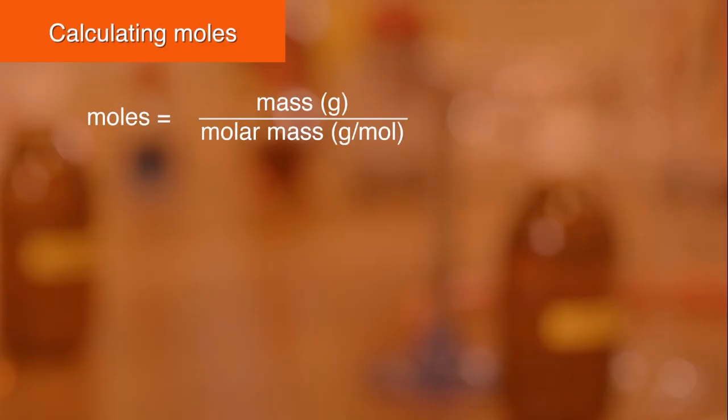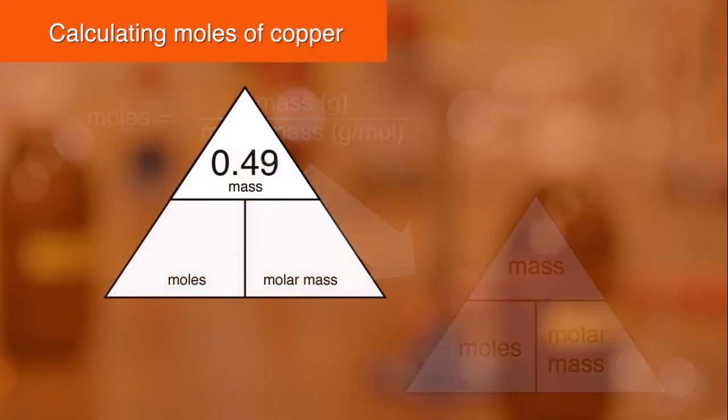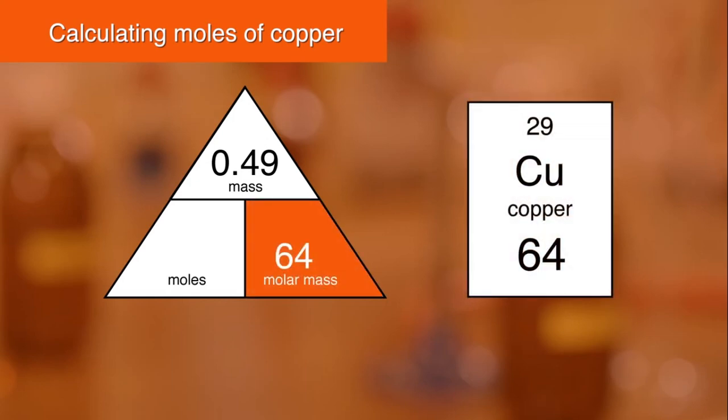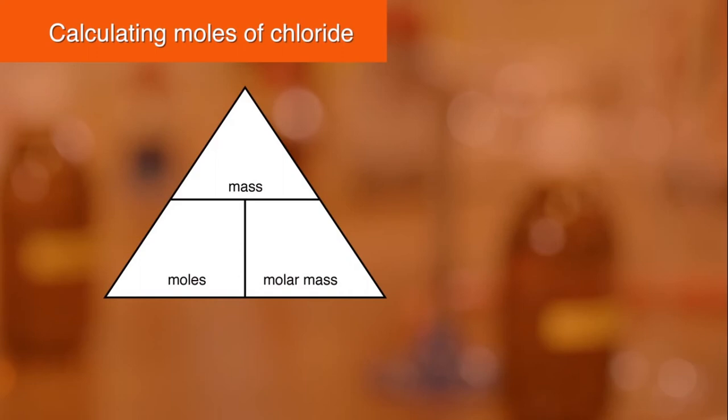The mass of copper and the mass of chloride need to be converted into moles. To convert the mass of copper into moles, this important relationship is used. The mass of copper is divided by its molar mass, 64. The molar mass for any element or compound can be found from the periodic table. Now the mass of chloride is converted into moles using the molar mass for chlorine, 35.5.